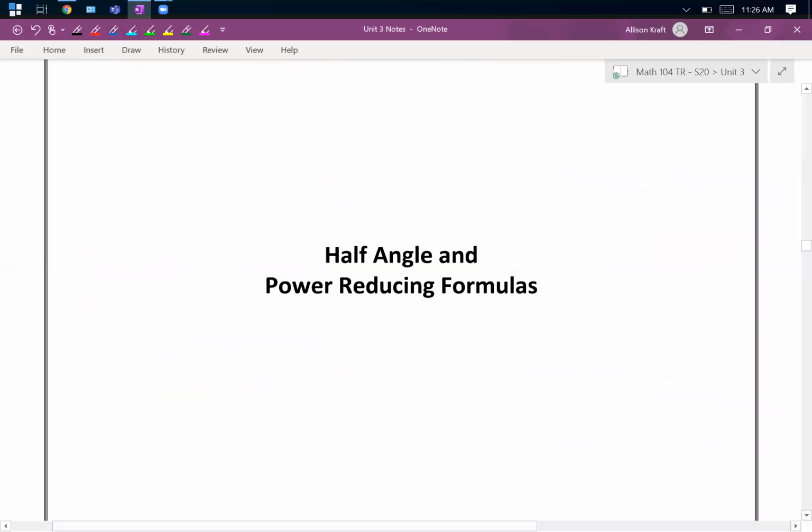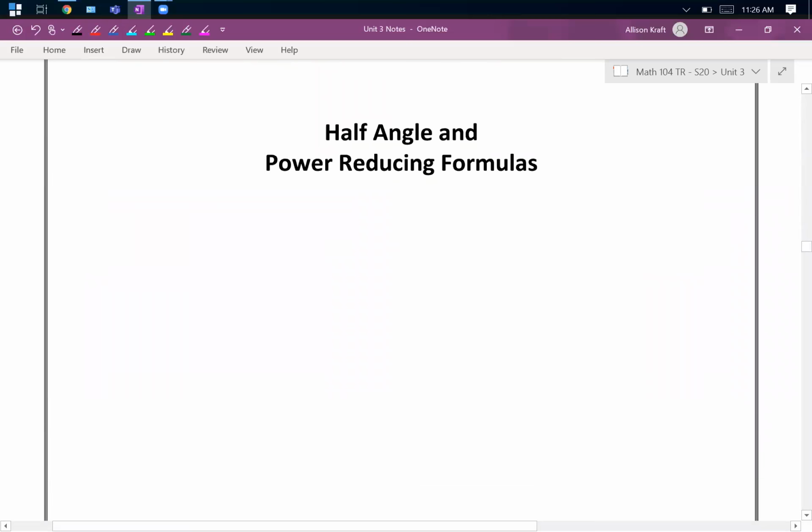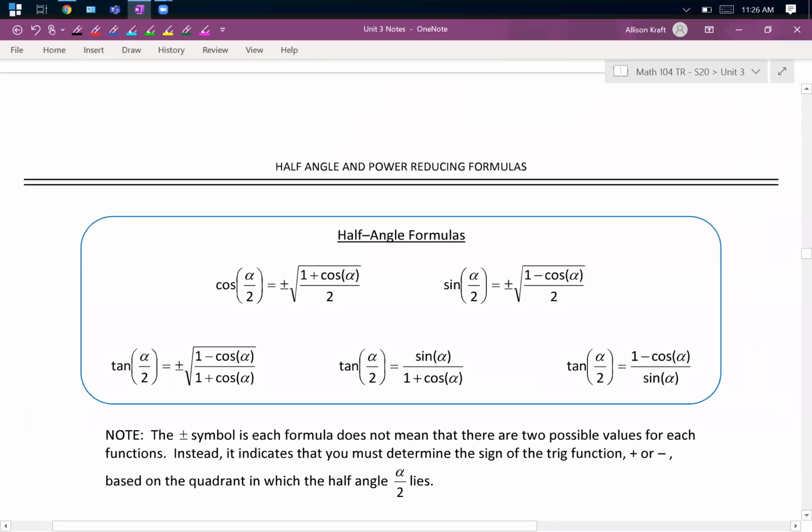Next up, two more types of formulas, half angle formulas and power reducing formulas. I think I probably use the half angle formulas the most. Half angles and the double angles, I actually think the cleanup's a lot easier than a lot of the other formulas. So if I have the option to choose, I'm usually choosing half angle and double angle formulas.